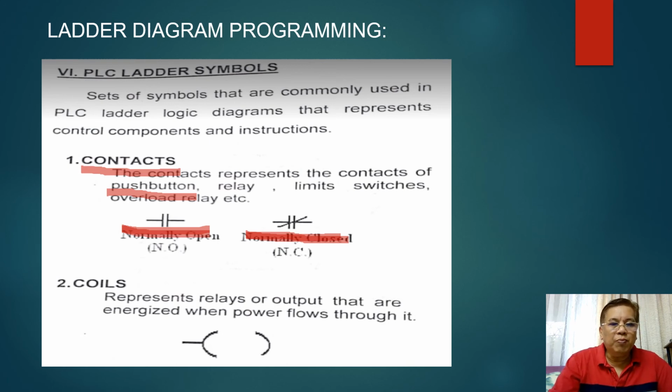Now, for the output part, the output will have to be represented by the so-called coils, which is this particular symbol. Okay? So, output such as motors or lights, for example, or other output devices that you need to control, then it has to be represented by this particular symbol here, the coil, in your ladder diagram programming.